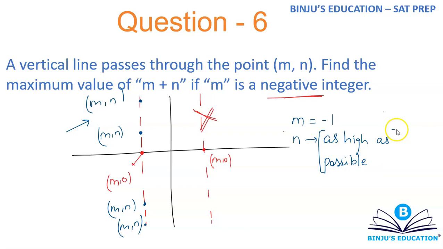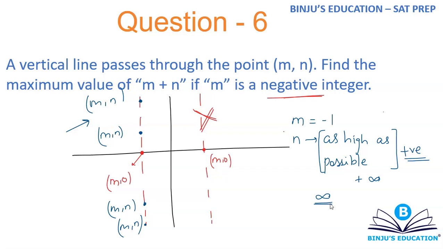N has to be positive and as high as possible, so it can go up to positive infinity. So what is positive infinity minus 1? It's again infinity. But anyways, here the answer is not my concern. The concern is you should understand what you're supposed to do in a question.